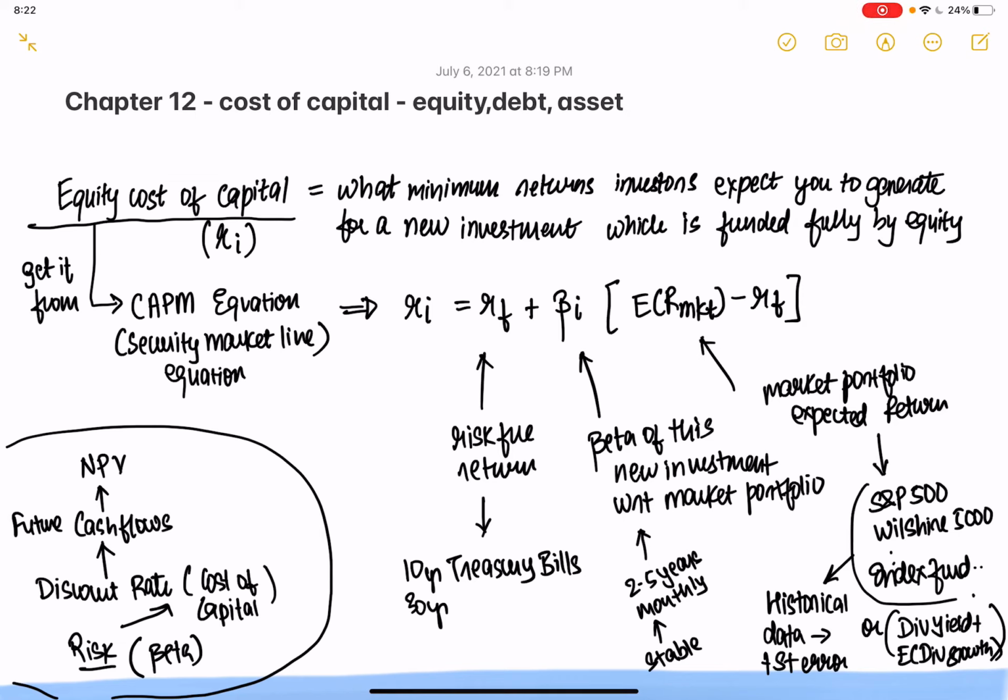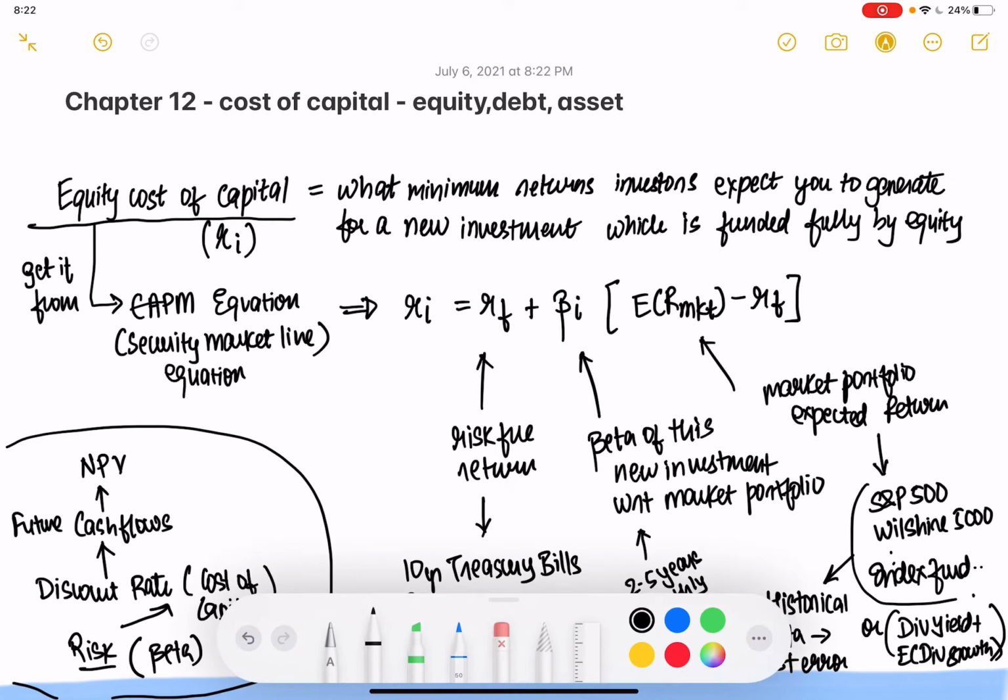Chapter 12, Cost of Capital. So we're going to learn about equity cost of capital and debt cost of capital. Equity cost of capital can be found using the CAPM equation that we saw in the previous videos.